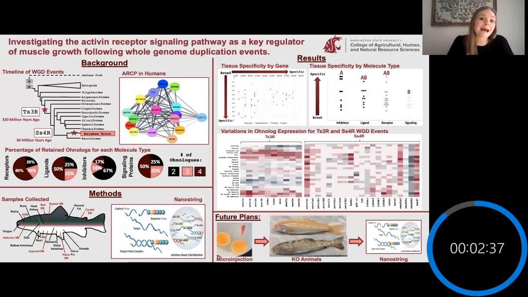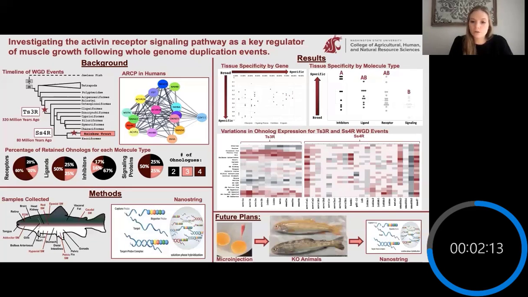However, little is known about how this evolution occurs because we are limited in studying this process, as most events are considered too ancient. Luckily, we are able to use rainbow trout as a model, as they have gone through two more recent whole genome duplication events, one 320 million years ago and one 80 million years ago. And it is this most recent event, referred to as Ss4R, that allows us to study evolution as it's happening.